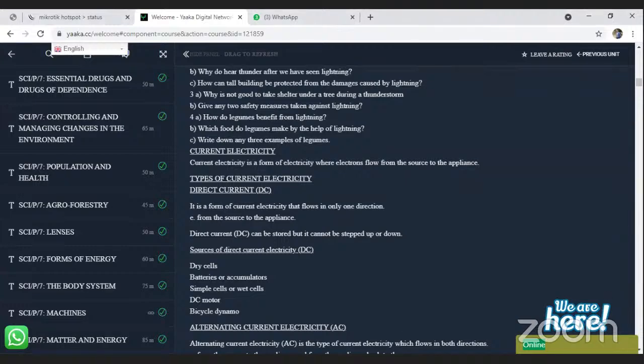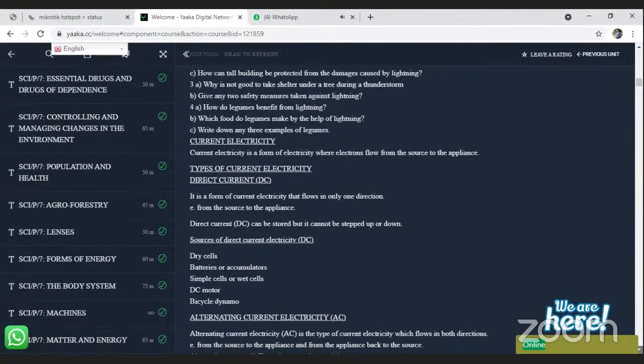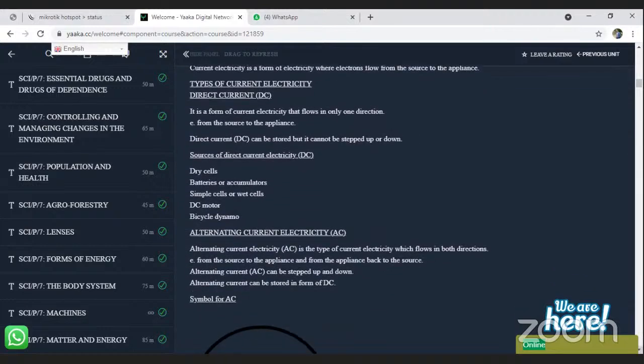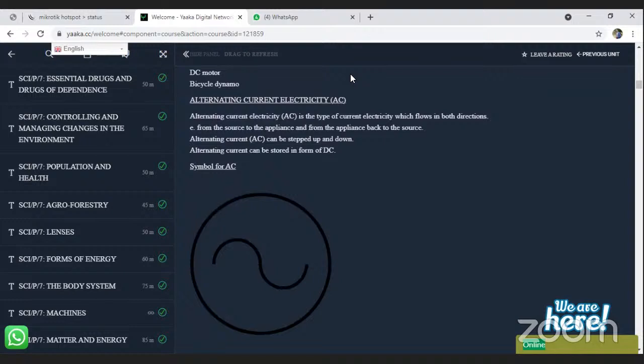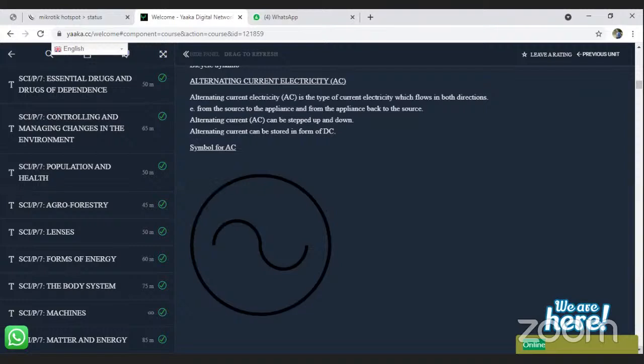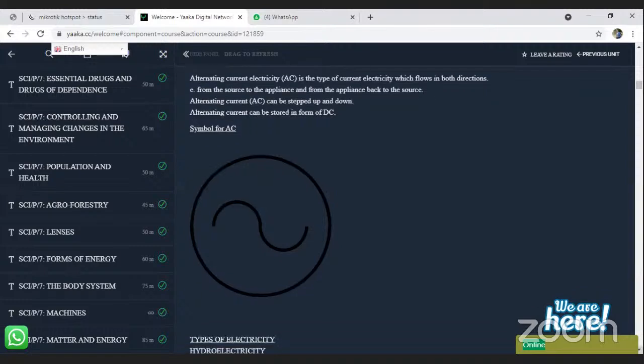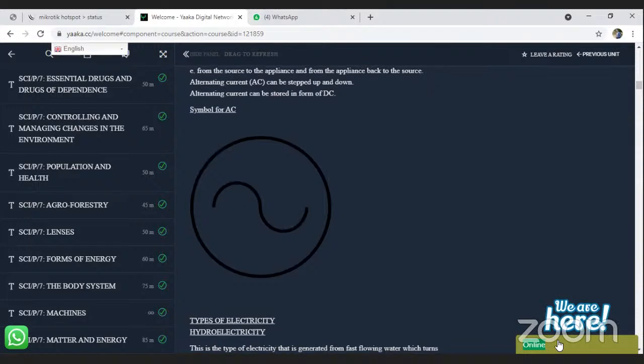When you look at alternating current electricity, this is where we shall find the others. This is a type of electricity which flows in both directions. It can flow to the appliance and again back to the source. That one is what we call AC, alternating current electricity. That is where you will find the other types of electricity, the hydro and so on.